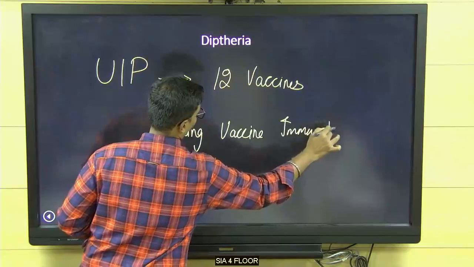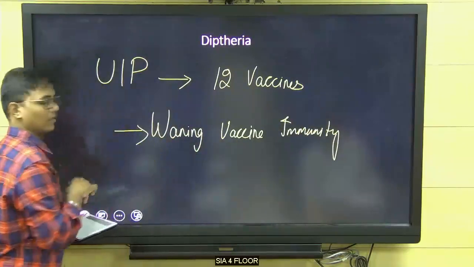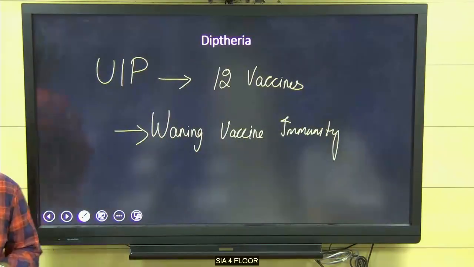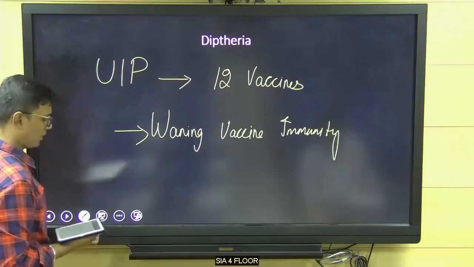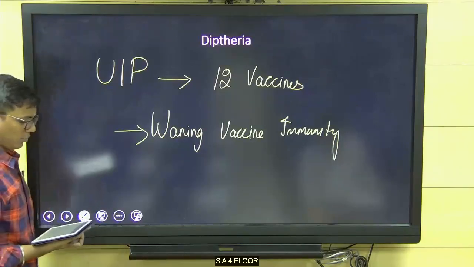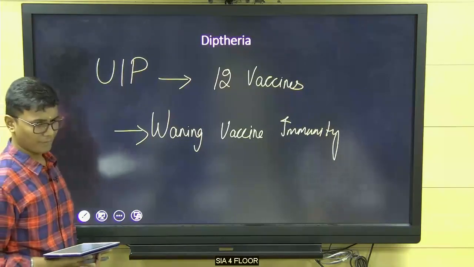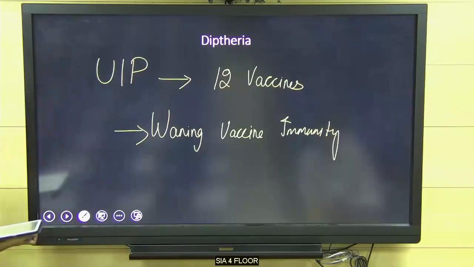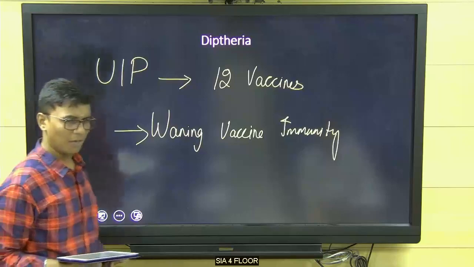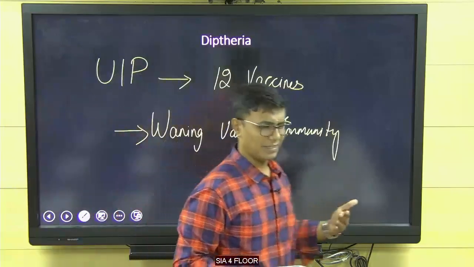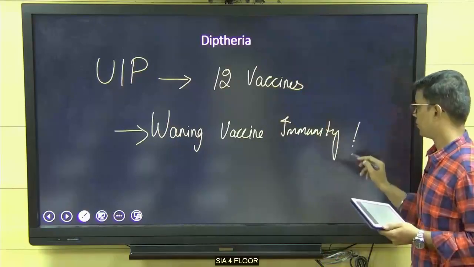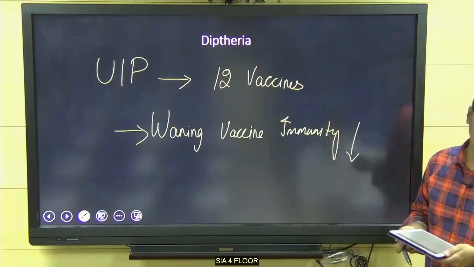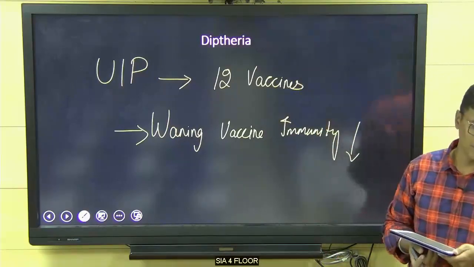All these are public health problems. You can use it in your mains answer writing. Waning vaccine immunity among adults, because the Universal Immunization Program was launched in 1978, in fact. Closer to 1985, it took full form. For diphtheria, it was started in 1978, which means all the population which took the vaccine in 1978 is approaching old age now, and they have waning vaccine immunity. Because of that, in Kerala and a few other places, newer cases of diphtheria were reported.